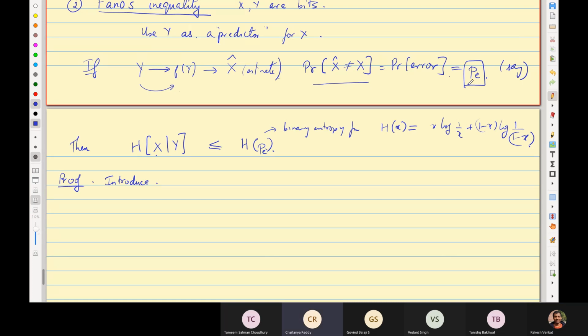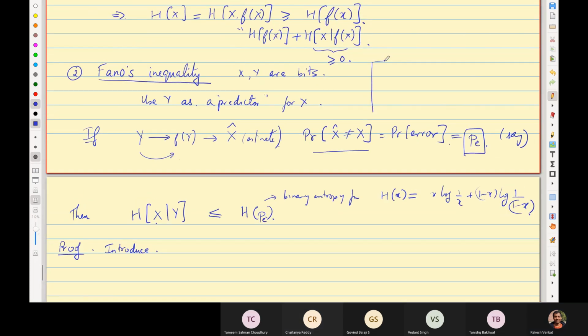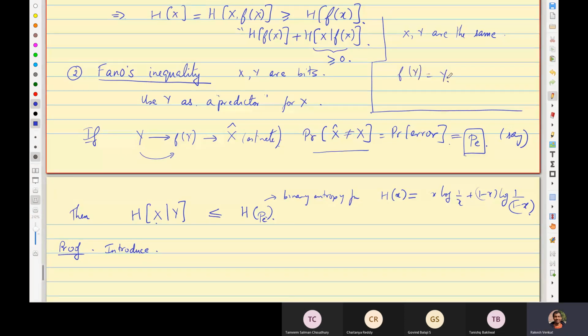Sir, can you give some example for this? Sure. So let us take the simplest example. Suppose x and y are the same. So if x and y are the same, then what will happen? Well, y is an exact predictor for x. So the probability of error is equal to 0. You can just put f of y equal to y.